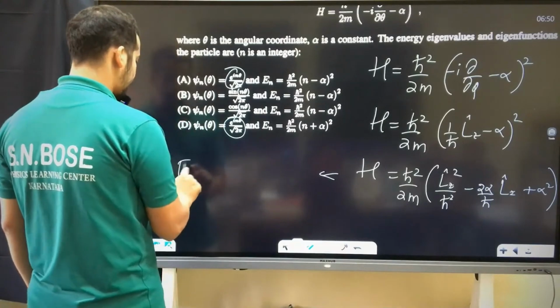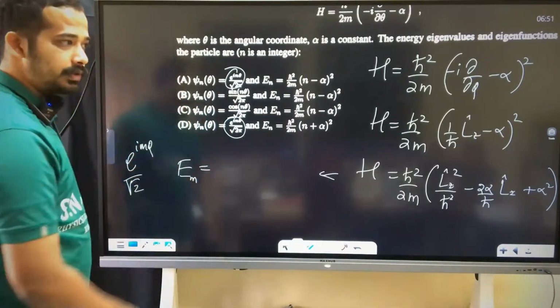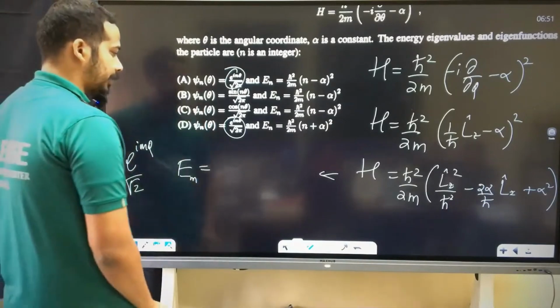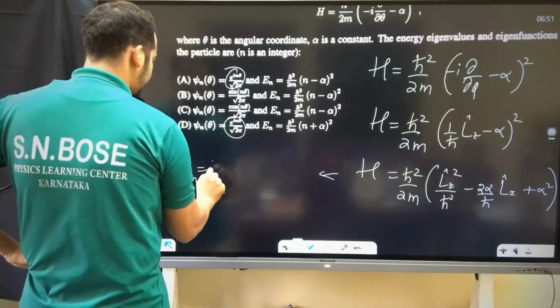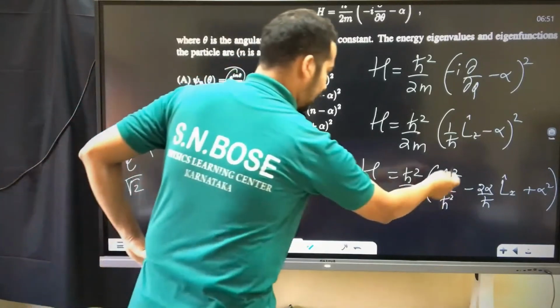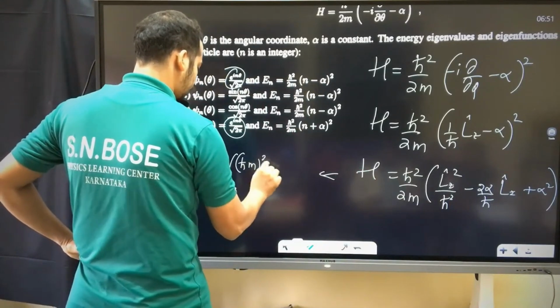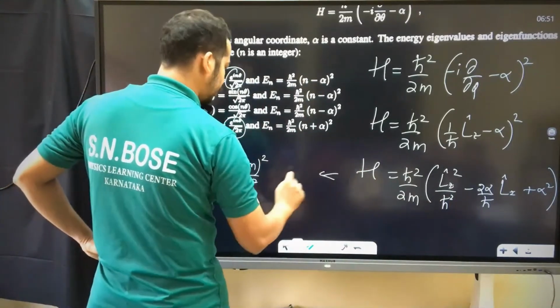Energy eigenvalue depends on m in my case. Here you convert it into n. What is that one? H bar square by 2m. Lz square eigenvalues are h bar m the whole square divided by h bar square. Minus.